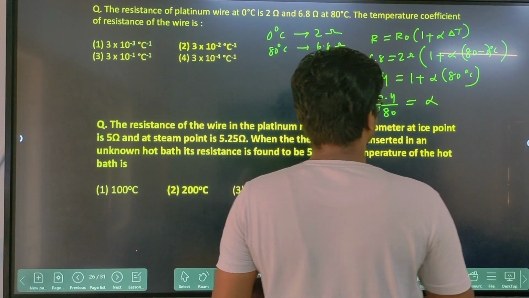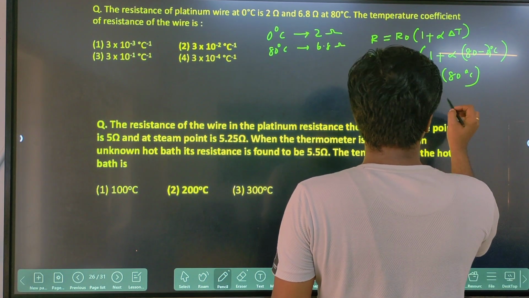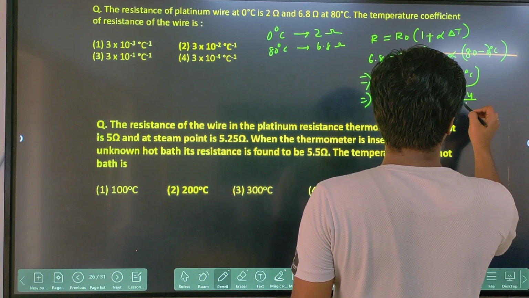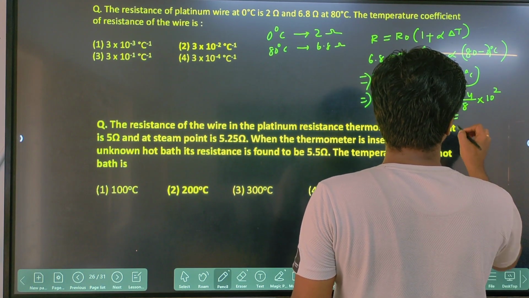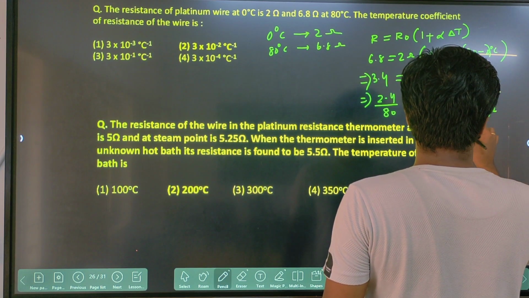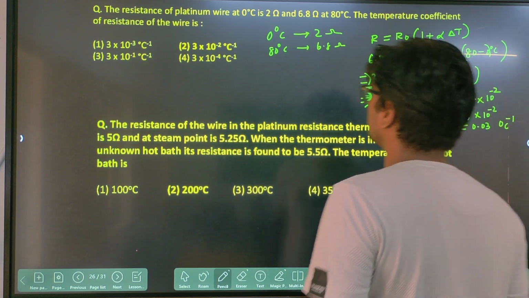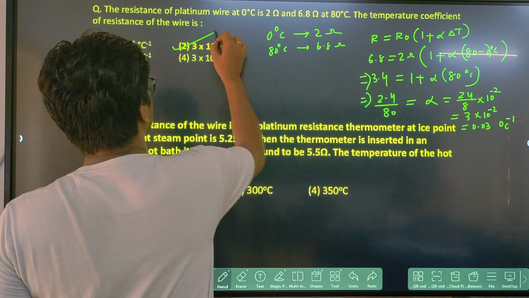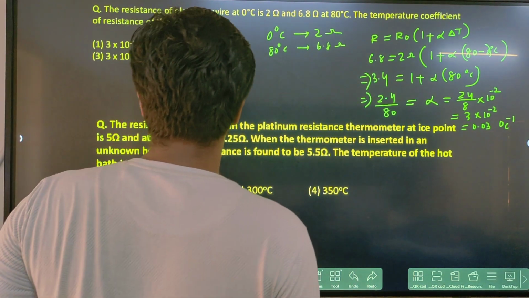Because it's temperature inverse. And you can find out here, alpha equals 24 by 8 into 10 to the power minus 2, so 3 into 10 to the power minus 2. This will be 0.03 per degree Celsius. You see here, they have given 3 into 10 to the power minus 2 per degree Celsius. Correct? Now go for this question.